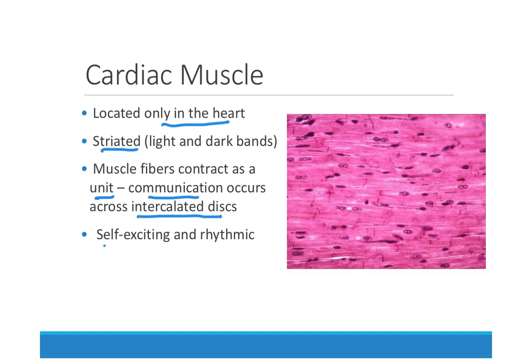Cardiac muscle is self-exciting. That means it will contract without a message from your brain, so it'll keep up a rhythmic contraction on its own, even in a laboratory situation. If you have some cardiac muscle cells in a petri dish, they show a rhythmic contraction.